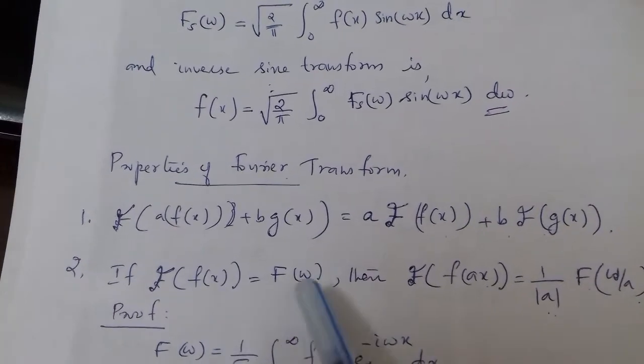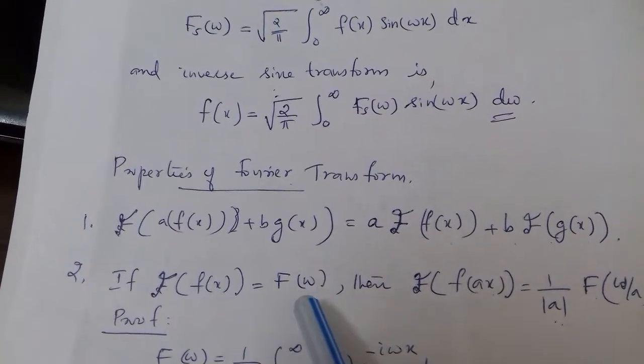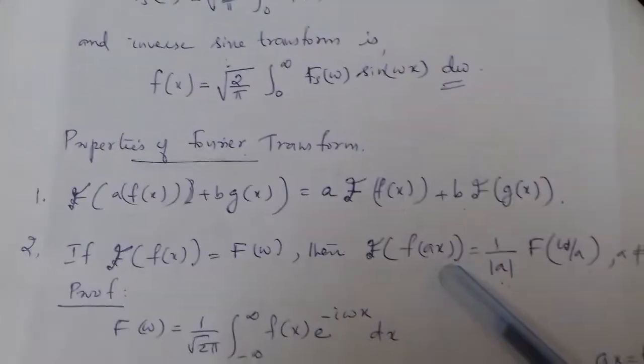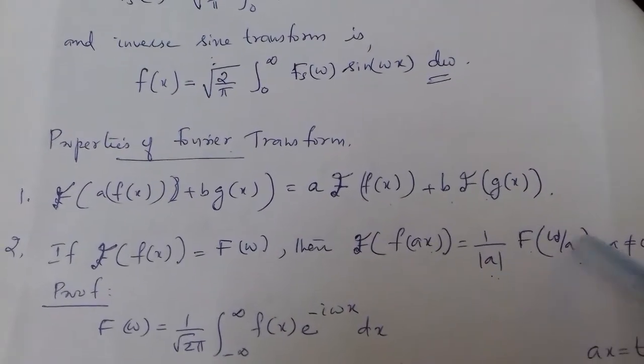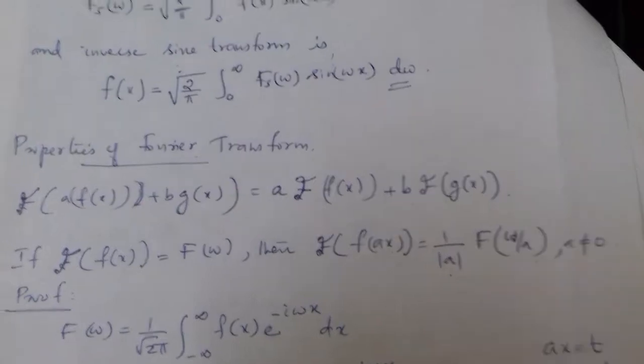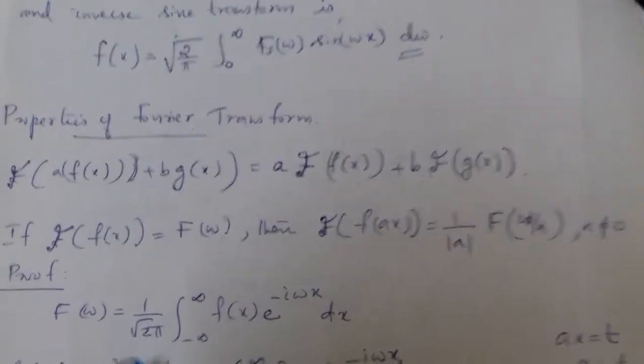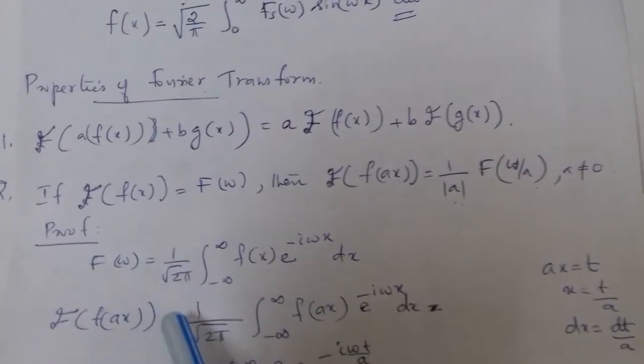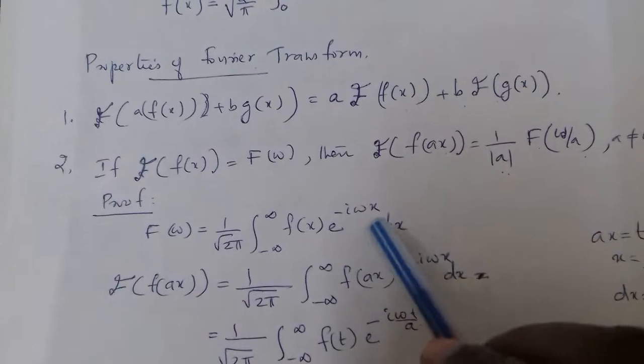Next one, if F of f of x is F of omega, then F of f of ax is 1 by mod a F of omega by a, where a is not equal to 0. Let us prove that. F of omega is 1 by root of 2 pi integral minus infinity to infinity f of x e raised to minus i omega x dx.